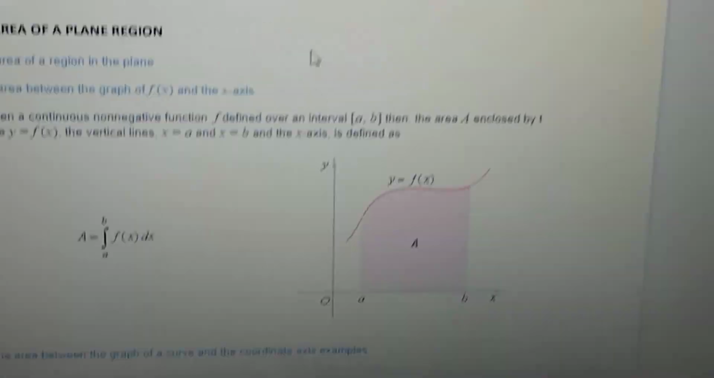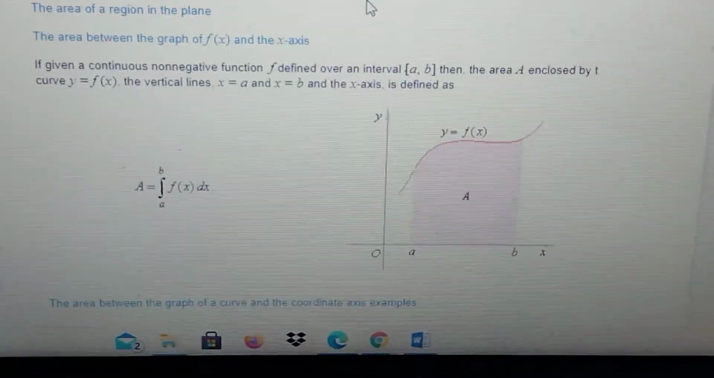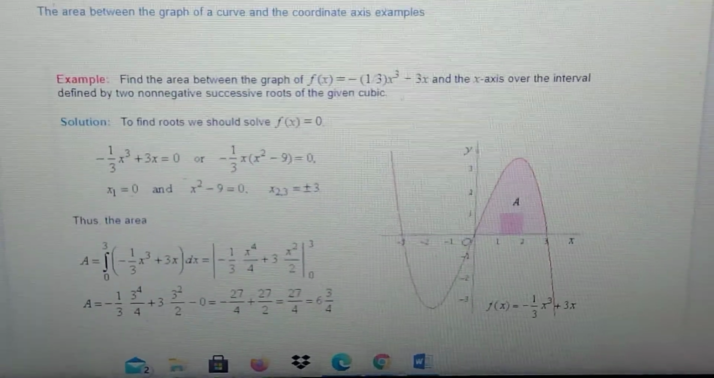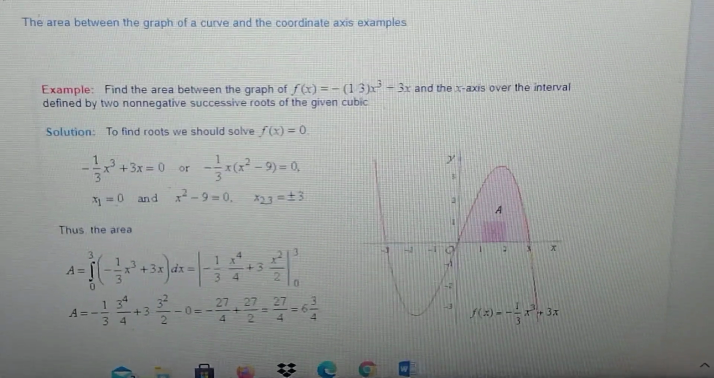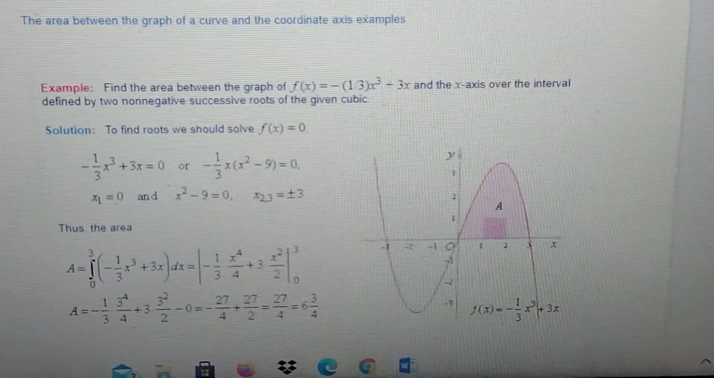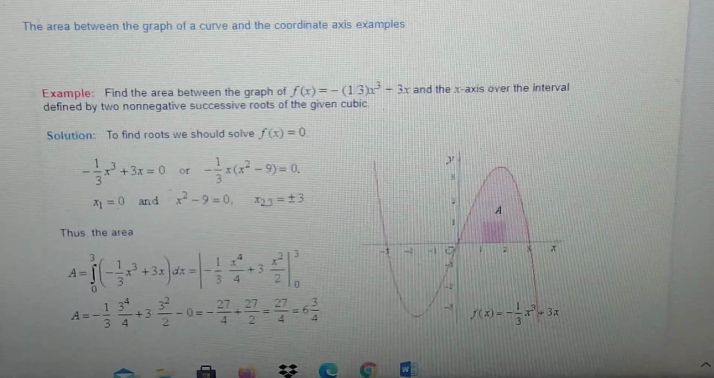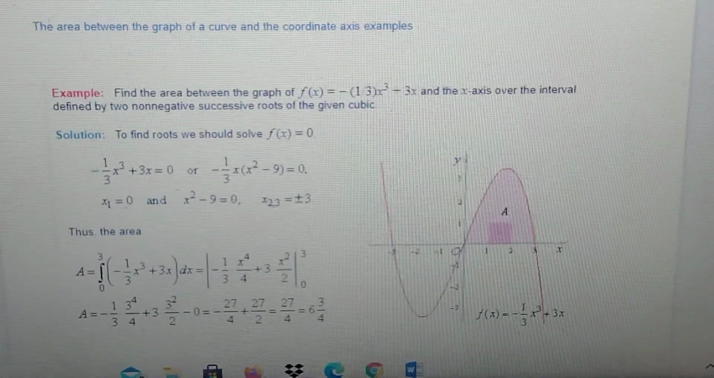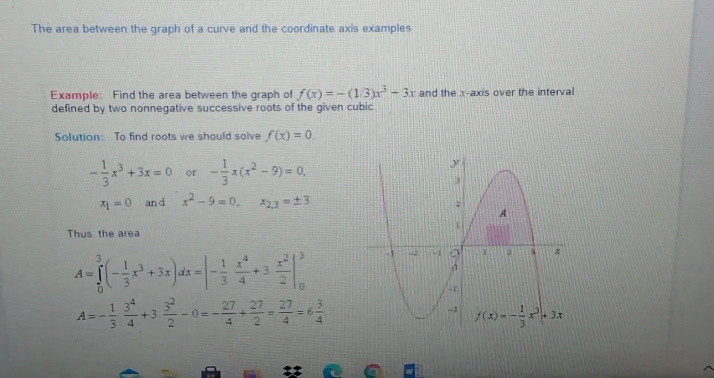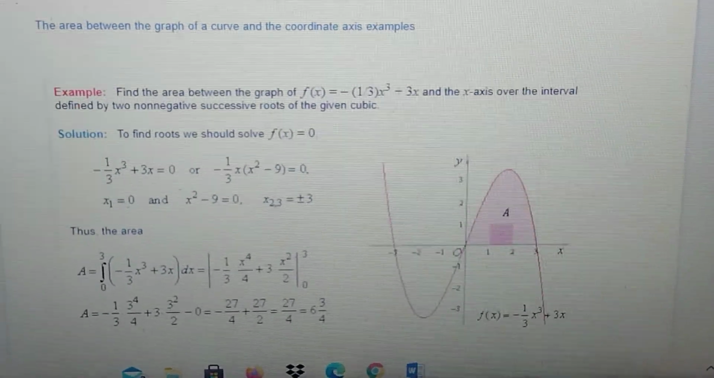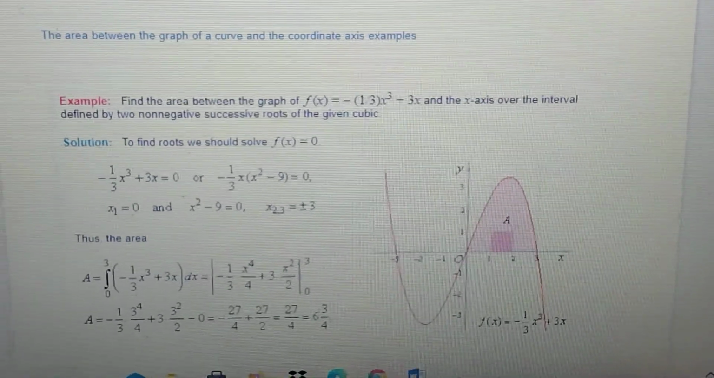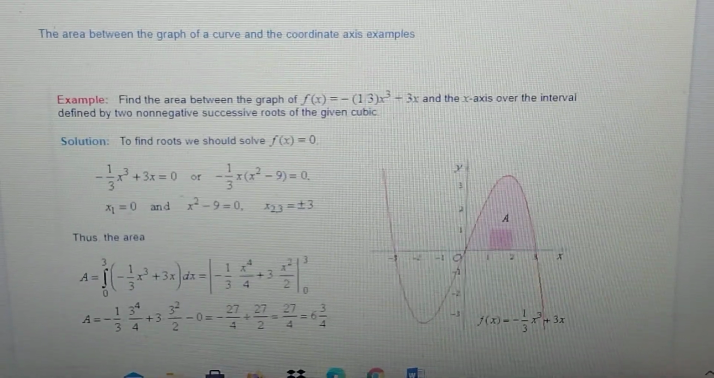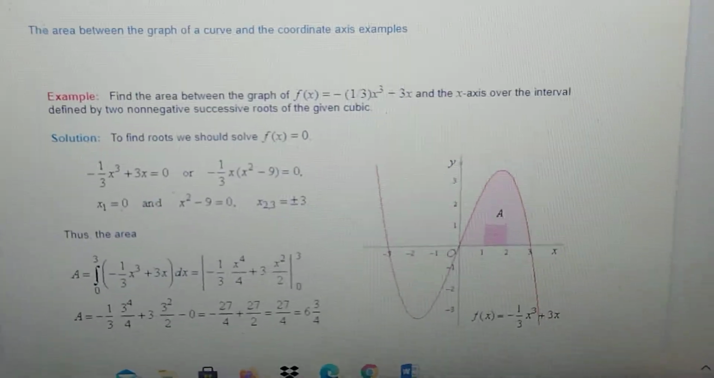So let us consider here our first example. Find the area between the graph f of x equals negative 1/3 x cubed plus 3x and the x-axis over the interval defined by two non-negative successive roots of the given cubic. As you observe, class, no value was given for a or b. So here, we need to solve the function. We need to equate the function to 0. So f of x equals 0.